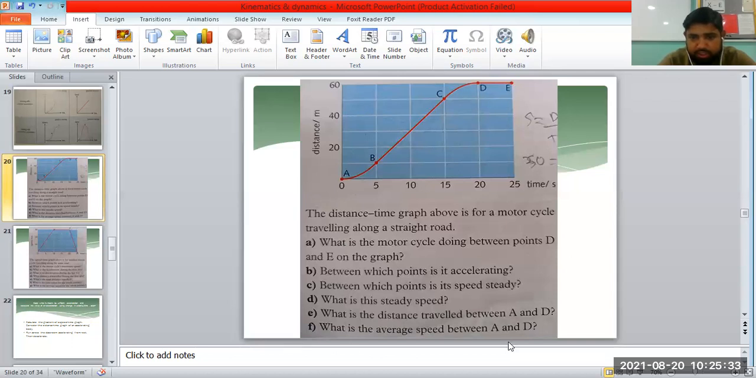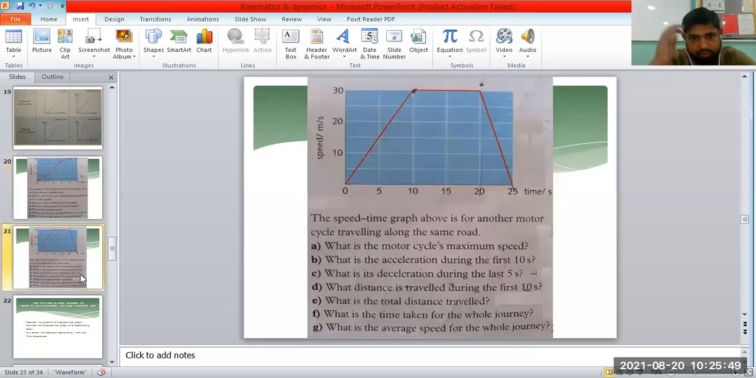What is the average speed between A and D? So average speed is total distance covered upon total time taken. So that is 60 upon, he's asking about A and D, yes, so 60 meters covered in 20 seconds. So that will be 3 meters per second of average speed.